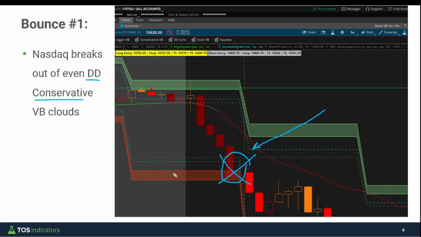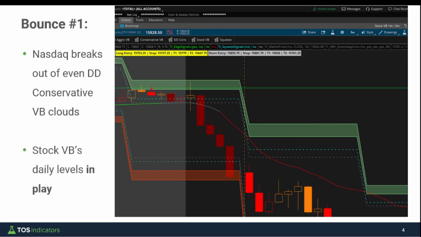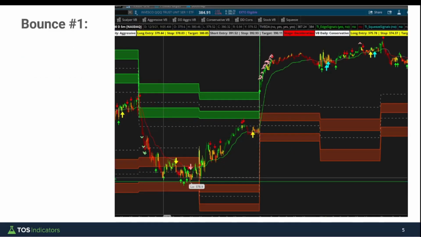Now that the futures volatility box models have been taken out of play, that means out of our two toolkits, we have one still remaining, which is our stock volatility box daily levels. Let's take a look to see what those look like.